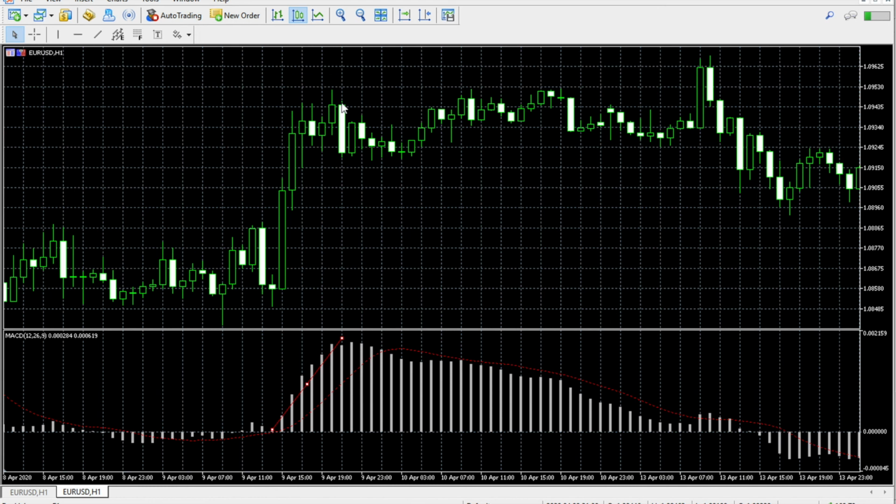There are multiple patterns. The one I used is called the crossover signal, basically when the MACD crosses the zero line. And with that, you can just determine what type of trend there is in the market.